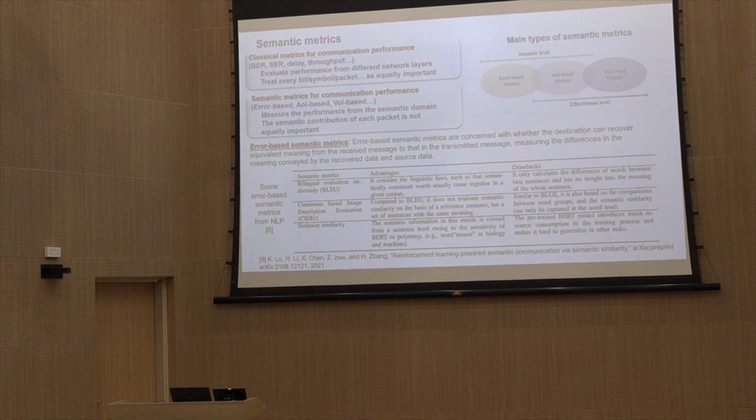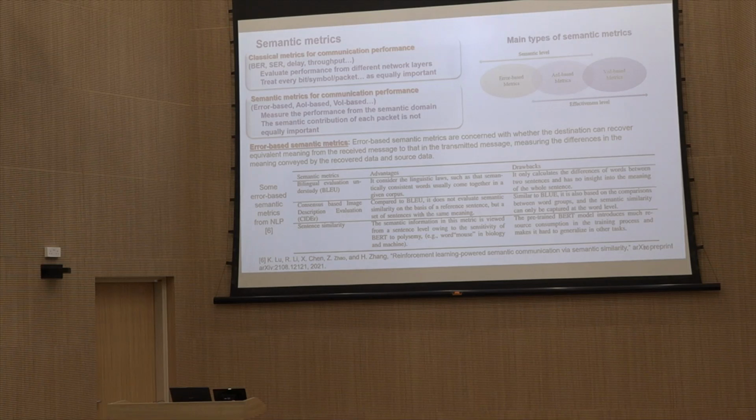Next, we look at the semantic metrics. How can we evaluate whether the semantic communication is accurate and efficient or not? In classical communication, the performance metrics include bit error rate, symbol error rate, delay, and throughput. Basically, they evaluate performance from the different network layers, and they treat every bit, symbol, and packet as equally important.